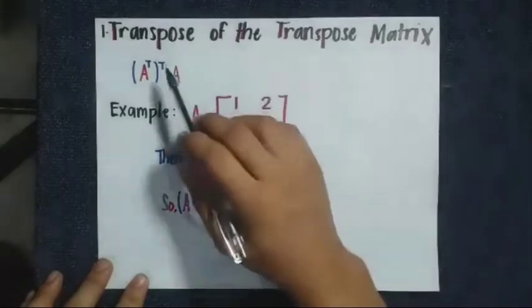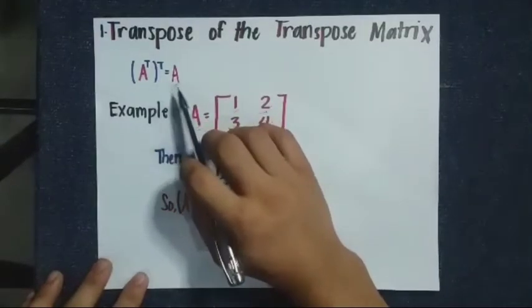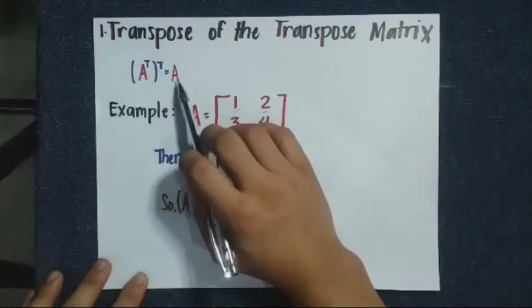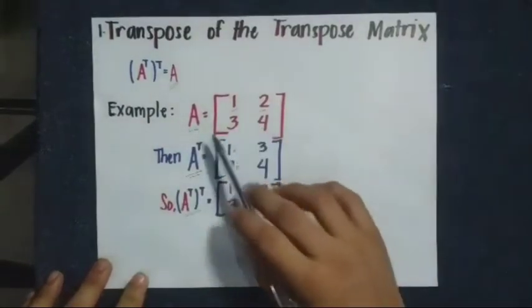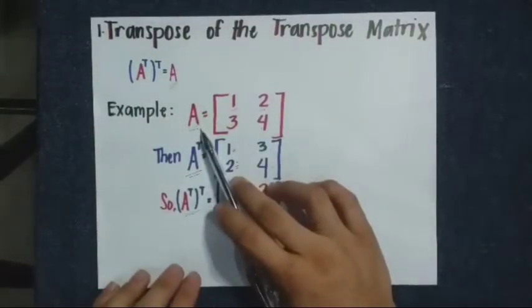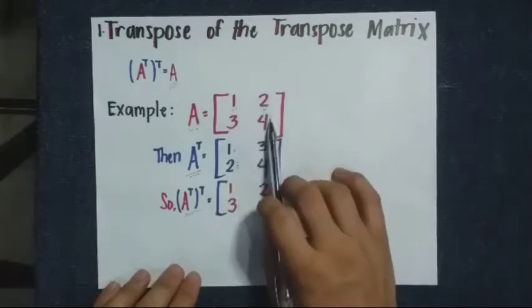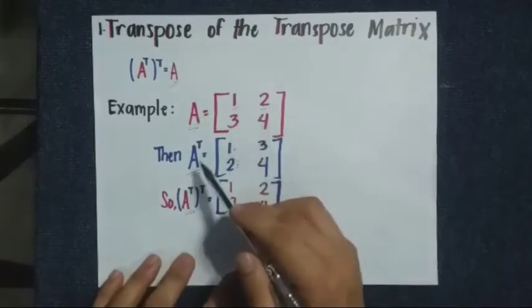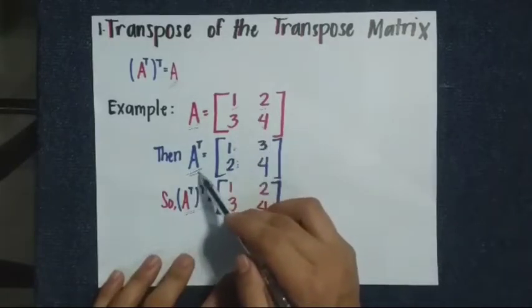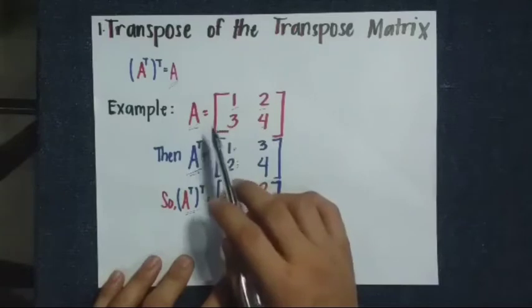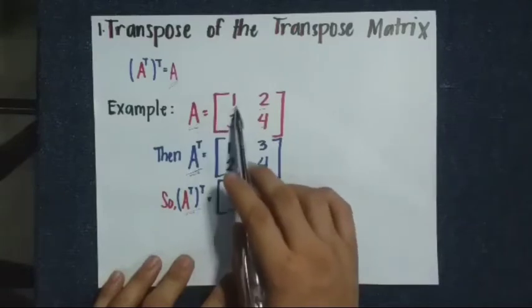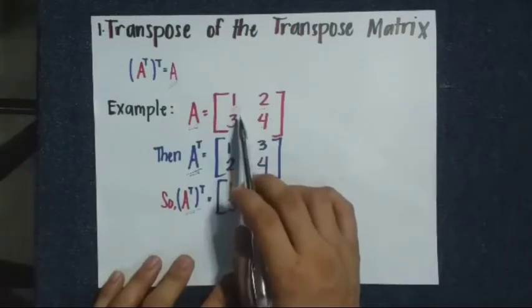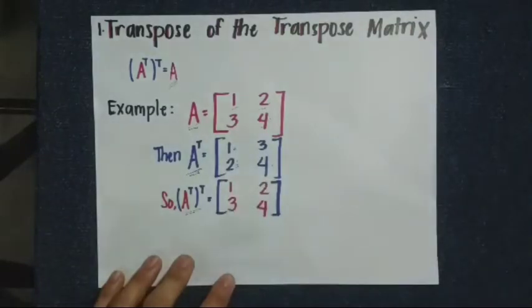So we have here the transpose of transpose A is equal to A, which is the original matrix. So we have here letter A, which is the original matrix, is 1, 3, 2, and 4. So we have to transpose it, and we're going to tag it as the transpose of A. In order for us to transpose a matrix, we have to get the first row, which is 1 and 3, and make it the first column of the transposed matrix.